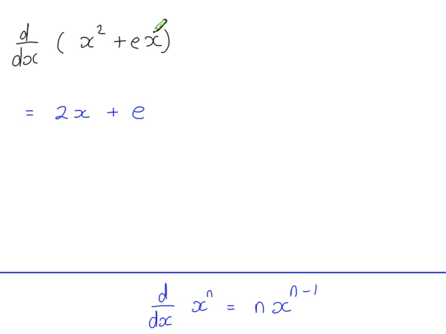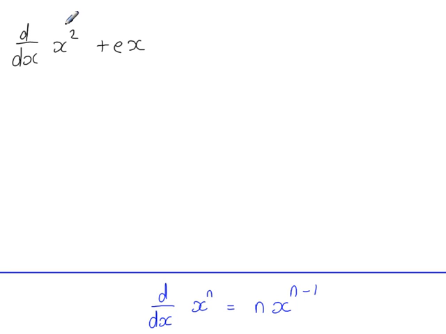ex is just similar to differentiating, let's say, d by dx 3x. It's just a constant, e is just a constant times x, like this here, 3 is a constant times x. And if you differentiate 3x, you just get 3. So if you differentiate ex, you get e.